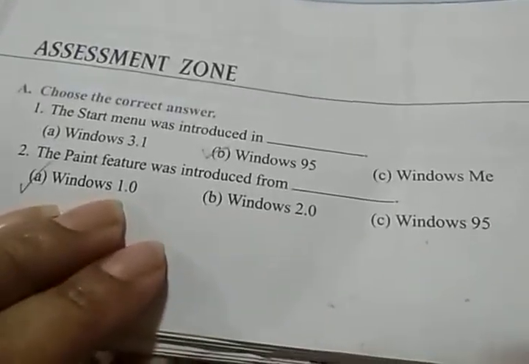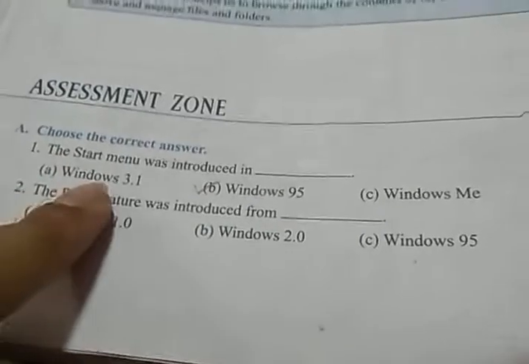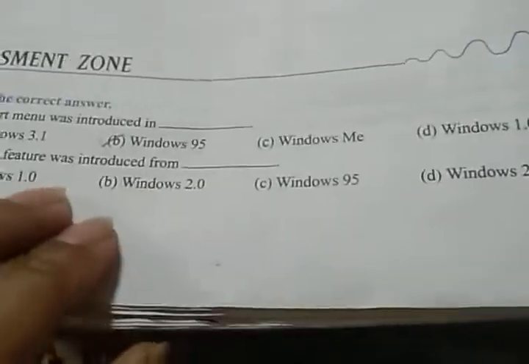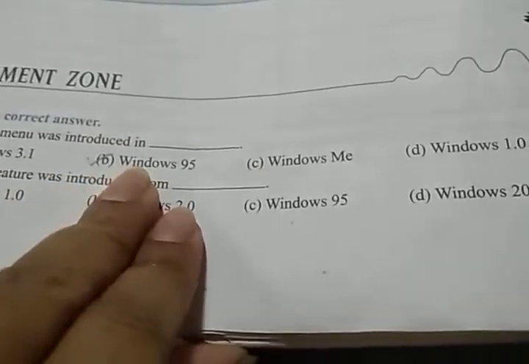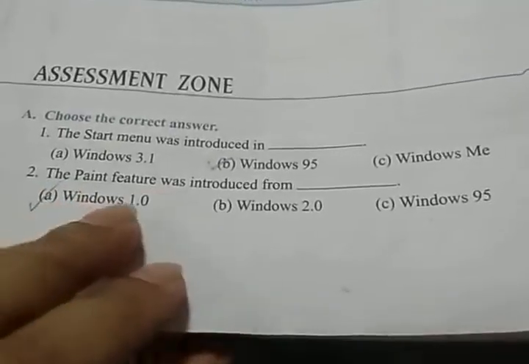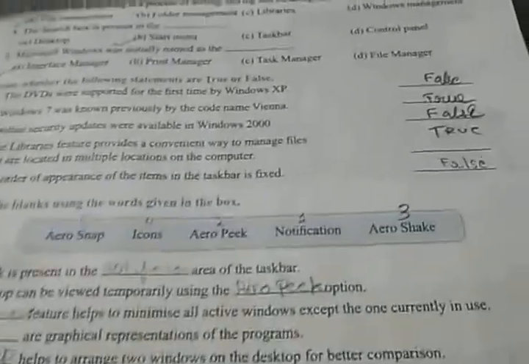Now I am going to discuss some of the question answers in your book. In today's video we will discuss the objective type questions. First, choose the correct answer. First one, the start menu was introduced in, 4 options are given. The correct answer will be Windows 95. The paint feature was introduced from, the answer will be Windows 1.0.